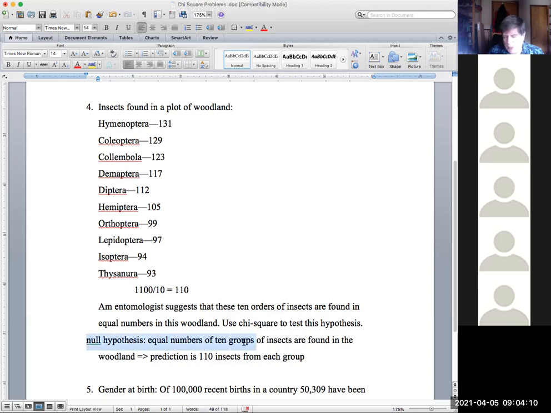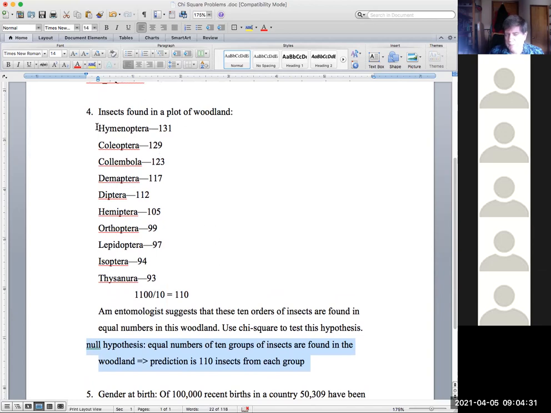So notice when you state the null hypothesis, you have to be specific. Some people, for their null hypothesis on this assignment, just said everything is equal. So you have to be more specific than that and tailor the null hypothesis to whatever you happen to be studying.